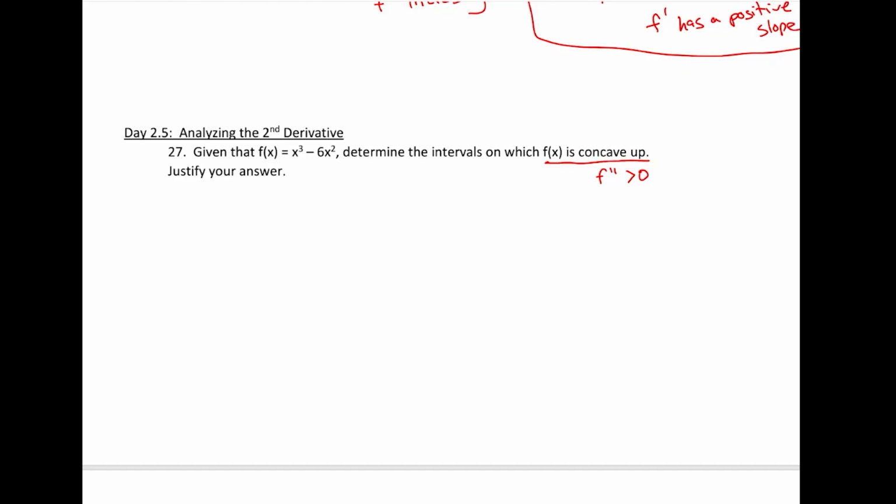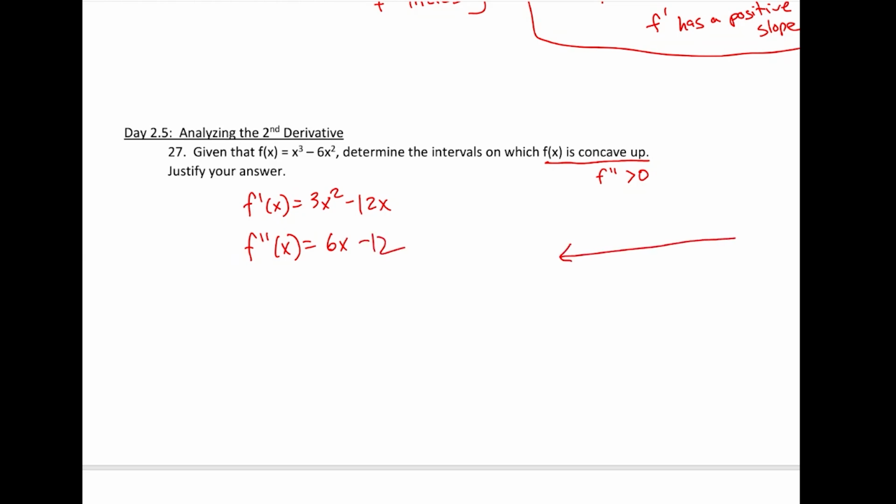Where f double prime is positive. So we need to find f double prime. So let's first find f prime. It's going to be 3x squared minus 12x. We're going to find where it's concave up and concave down by creating a sign chart. We're going to find the sub-critical values. Oh wait, we haven't found f double prime yet. I'm sorry. That would be 6x minus 12.